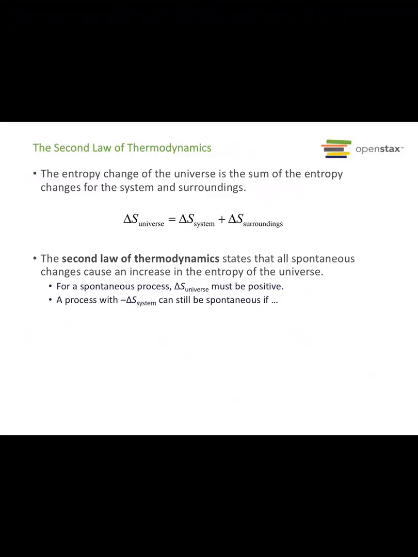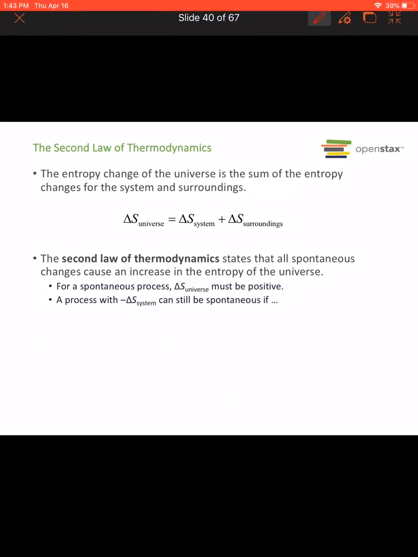For a process with a negative delta S of the system, we can make the total positive, but what would delta S of the surroundings have to be? That's basically the question. So you can have a negative delta S of your system, but then we're going to have a positive delta S of the surroundings that's greater than the negative delta S of the system, because we want this to be a positive number.